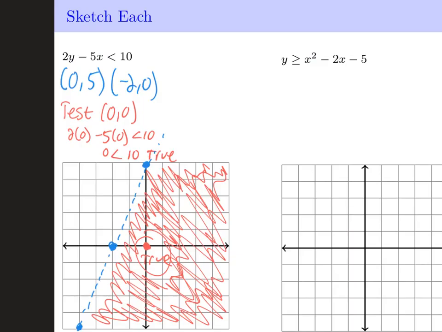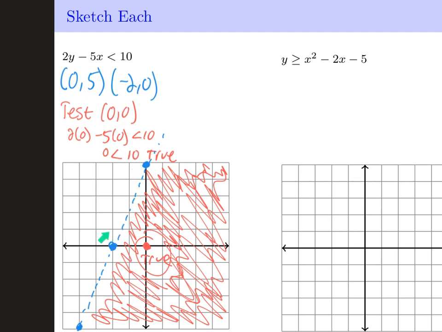The first one, we have 2y minus 5x is less than 10. If you imagine that the less than is an equal sign, that's just a straight line. And instead of solving for y, finding the two intercepts is a little bit easier. If you plug in 0 for x, 2 times 5 is 10, so y is 5. And if you plug in 0 for y, this term disappears. Negative 5 times negative 2 is 10, so you get negative 2.